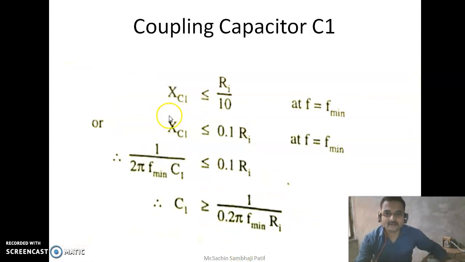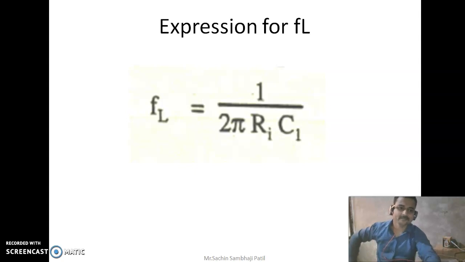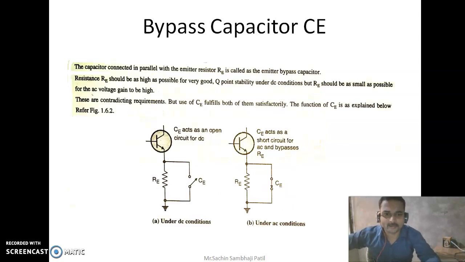For Xc1 less than or equal to Ri by 10, F is equal to F minimum. Xc1 means 1 upon 2 pi F C1 is less than or equal to 0.1 Ri, and by rearranging this, C1 is greater than or equal to 1 upon 0.2 pi F minimum Ri, where Ri is the input resistance. Okay, and this is the selection criteria for the coupling capacitor. So the lower cutoff frequency we are getting is 1 upon 2 pi Ri C1, where Ri is R1 parallel with R2, and C1 is the coupling capacitor.